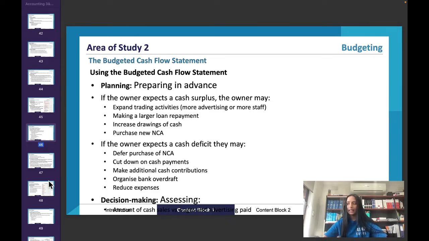So yeah, they could decide to delay purchases of non-current assets, reduce cash payments as much as possible. Obviously this might not be possible, but if you can, then try to reduce your cash expenses and payments. They could make cash contributions from the owner. They could organize a bank overdraft, or they could aim to reduce expenses. And in really worst case scenarios, if they really have not enough cash, they could take out a loan. And we also use the budgeted cash flow statement for assessing other areas as well.